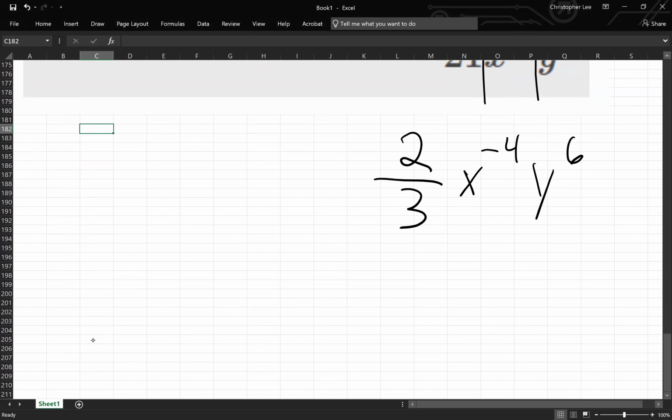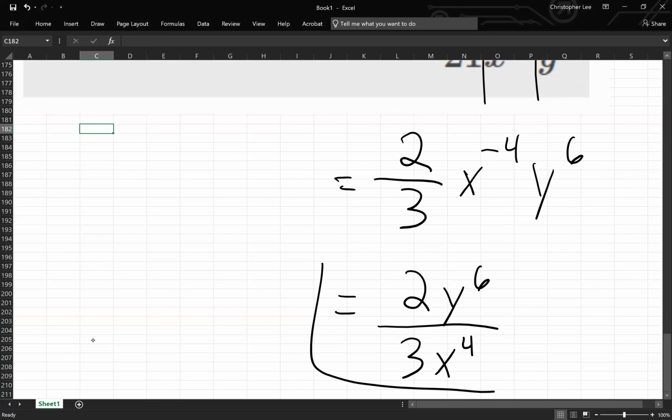And remember, negatives go in the denominator, positives stay up top. So final answer, all right? This is going to be 2y to the 6 over 3x to the 4th power. And that's it. Negatives go to the denominator and become positive. The positives stay up top in the numerator. That's it. Questions on this?